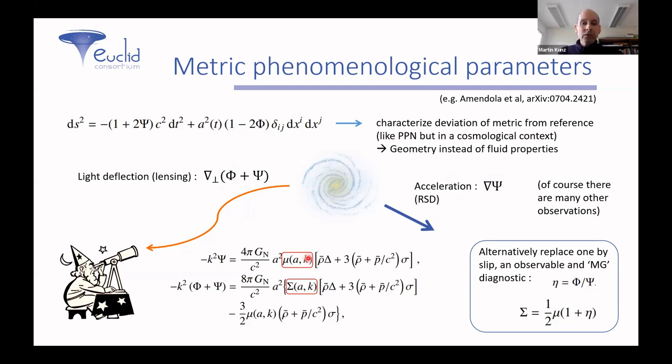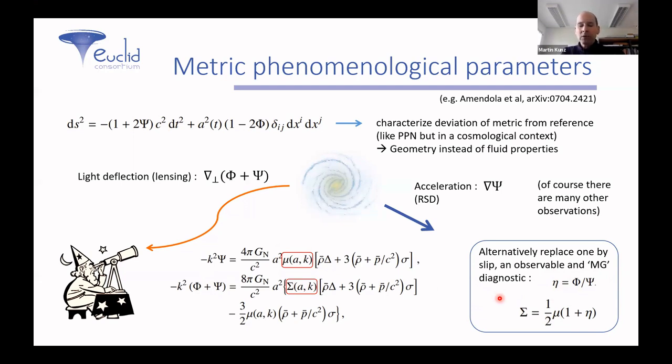And so often we introduce two parameters, mu and sigma, that tell us how the relativistic Poisson equation is modified. So, for example, if there is something more that clusters, then this will show up as a change in mu. Or if there is some change in the way light is deflected, then this will show up as a change in this sigma parameter. And then, in addition, there are only two of them, but sometimes we prefer to look at whether the two potentials are the same or not, and then we introduce an eta parameter. But eta, sigma, and mu are linked through this equation, so they are not independent.